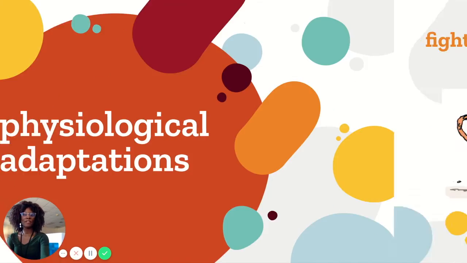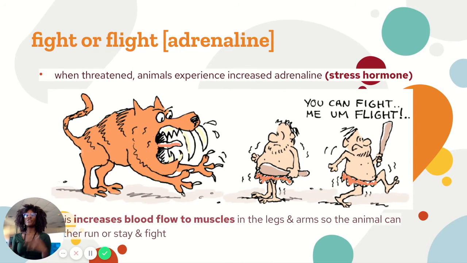Last but not least, we have physiological adaptations. The first physiological adaptation that I always think of is the fight or flight response. When threatened, animals are going to experience increased adrenaline. Whenever you feel threatened and your heart starts beating really fast, you're no longer hungry, and you're ready to fight, your muscles are ready to go, right? That is all caused by this stress hormone called adrenaline.